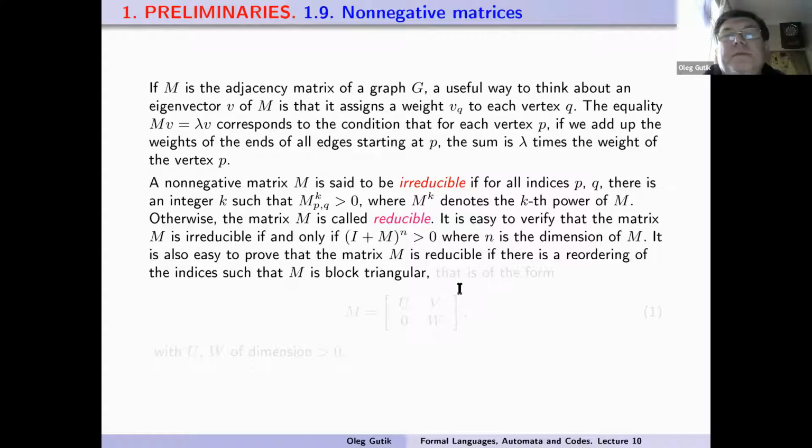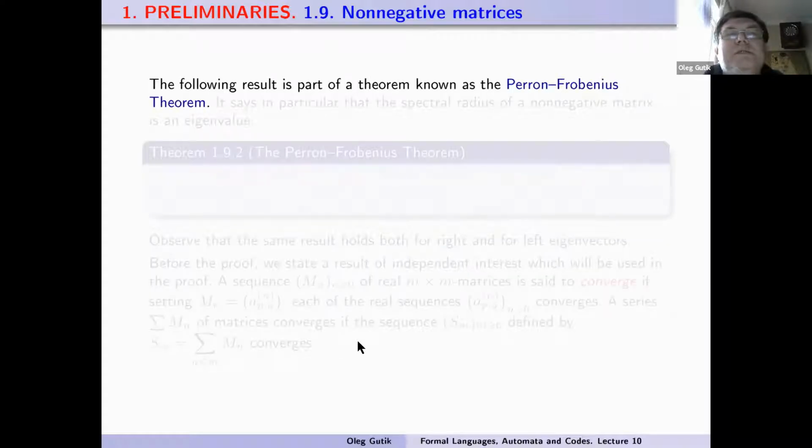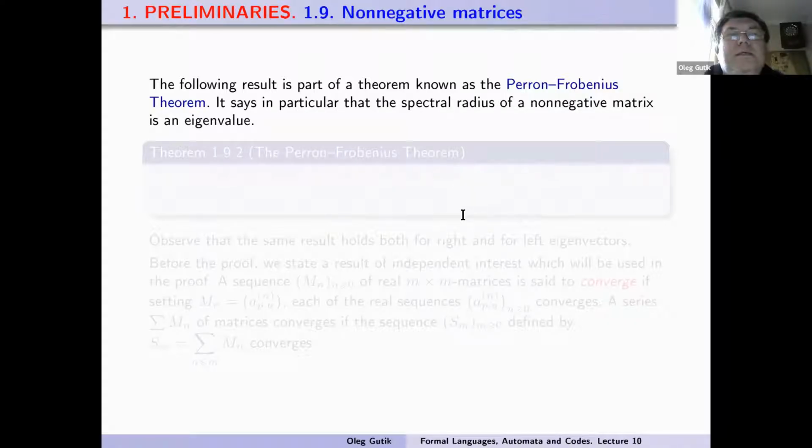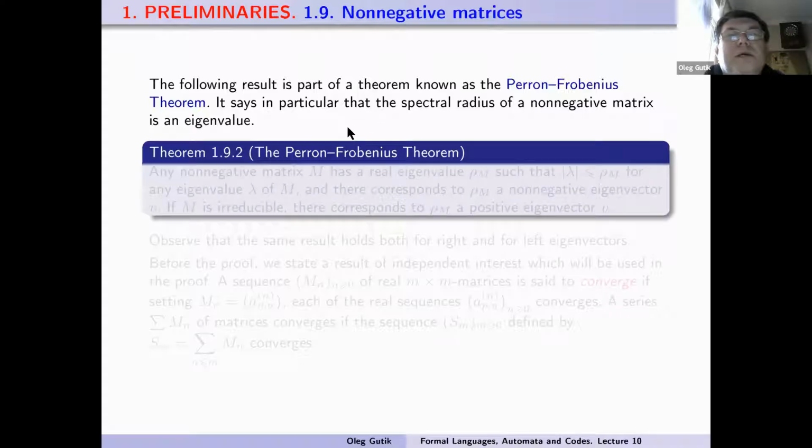So this is well known from linear algebra. That is the form here, with the matrices U and V of dimension greater than 0. The following result is part of the theorem known as the Perron-Frobenius theorem. It says in particular that the spectral radius of a non-negative matrix is an eigenvalue. Theorem, the Perron-Frobenius theorem.